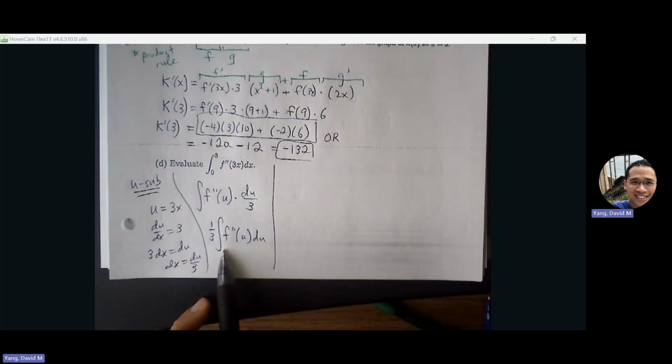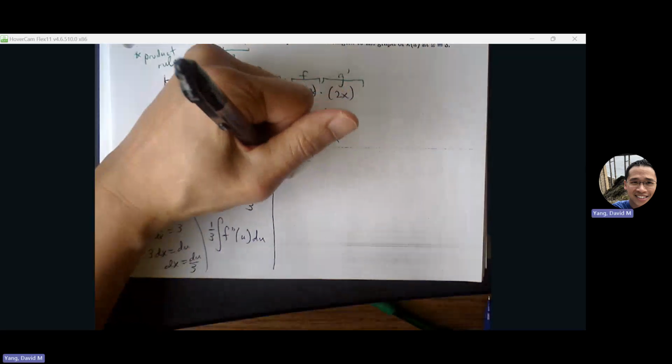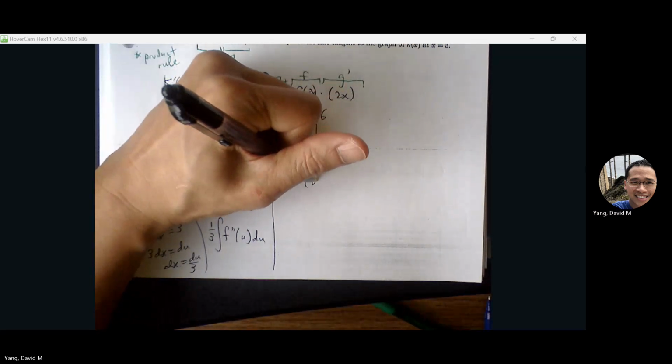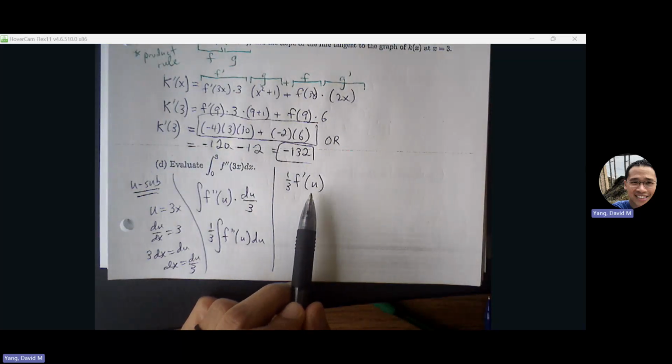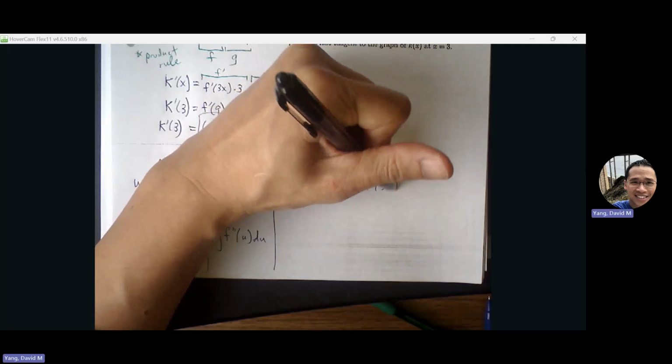Let's evaluate the integral. What's going to happen with f double prime? Turn into what? f prime. No plus c because we have bounds involved, but we're not quite ready for bounds until we do what? Now let's bring our x's back. Now our bounds can play a role.